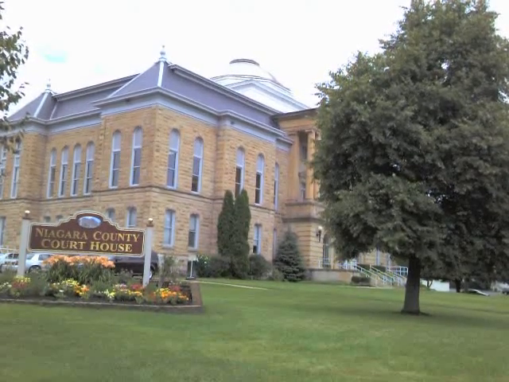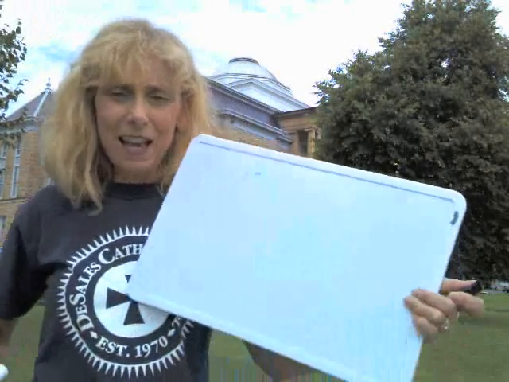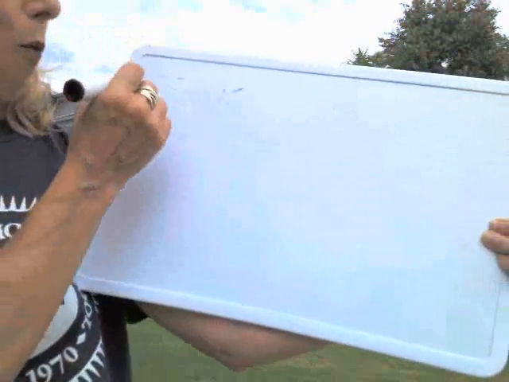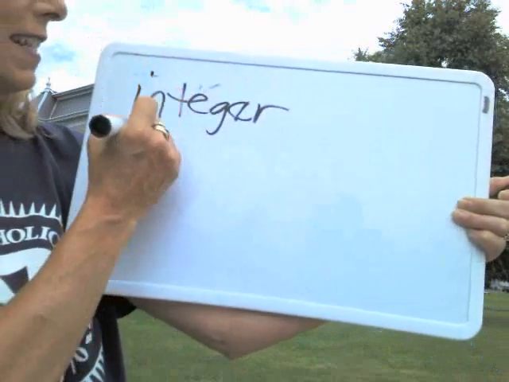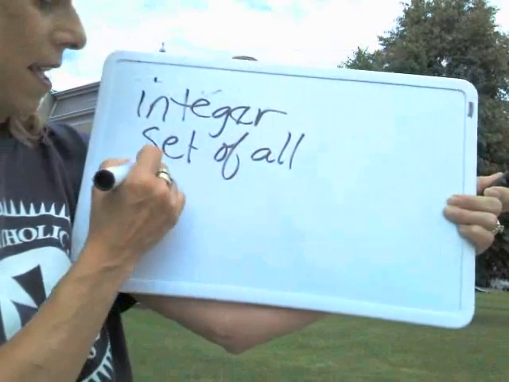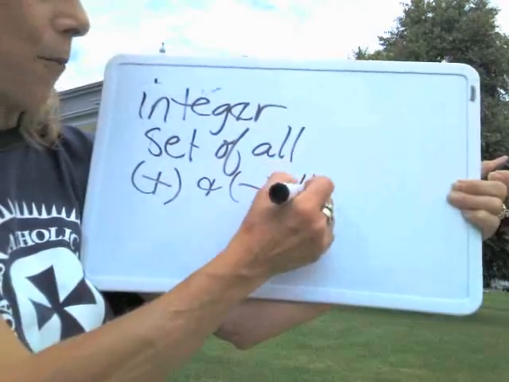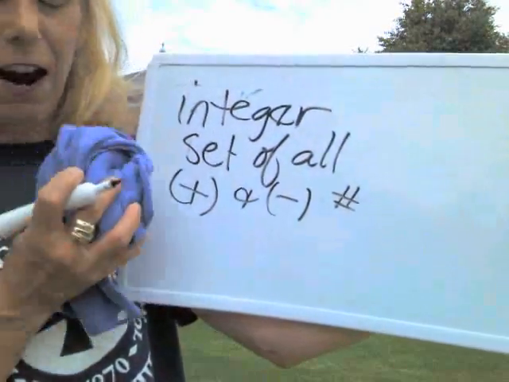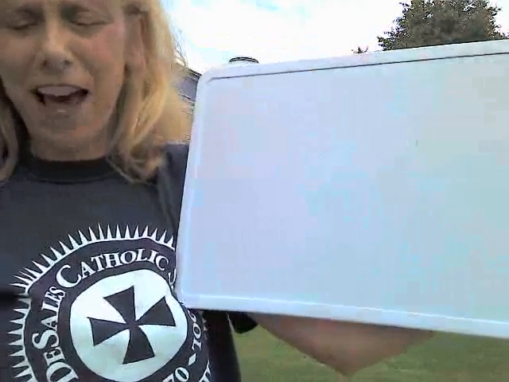What better place to talk about integer rules and integer laws but this law place? So let's talk first about what is an integer. An integer is one of the set of all positive, and that's the sign we use, and negative numbers. That's what integers are. And there's certain rules for adding, subtracting, multiplying, dividing them.